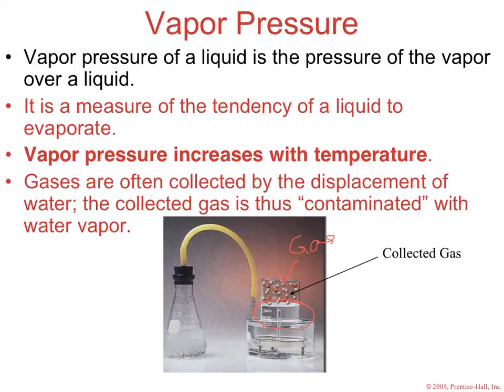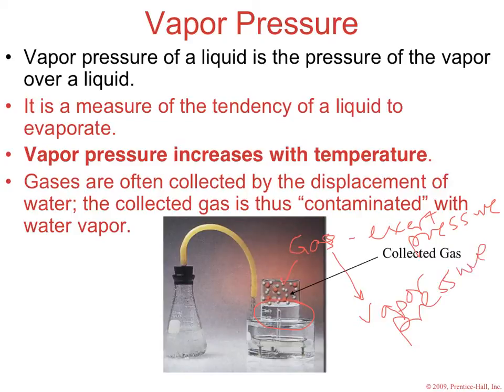And those gas molecules, as any gas molecules, exert some type of pressure. All gas molecules do. And the more gas molecules there are, the more pressure they're going to exert. Well, that pressure that those gas molecules exert is called vapor pressure. So vapor pressure, the bottom line, is the pressure that gas molecules exert that are hovering over a liquid.